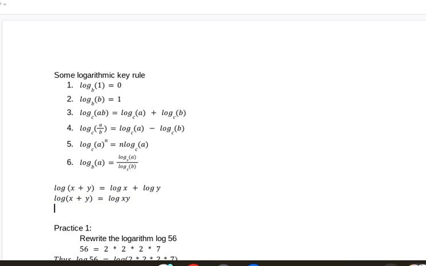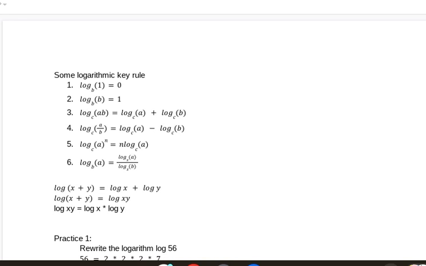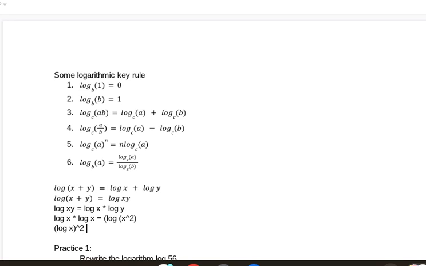The third one: log xy is equal to log x times log y. That's also similar to the first one, right? Basically, we use the multiplication rule in a wrong way. Log x times log x is equal to log x squared. That's also a common mistake, because log x times log x is not equal to log of x squared.